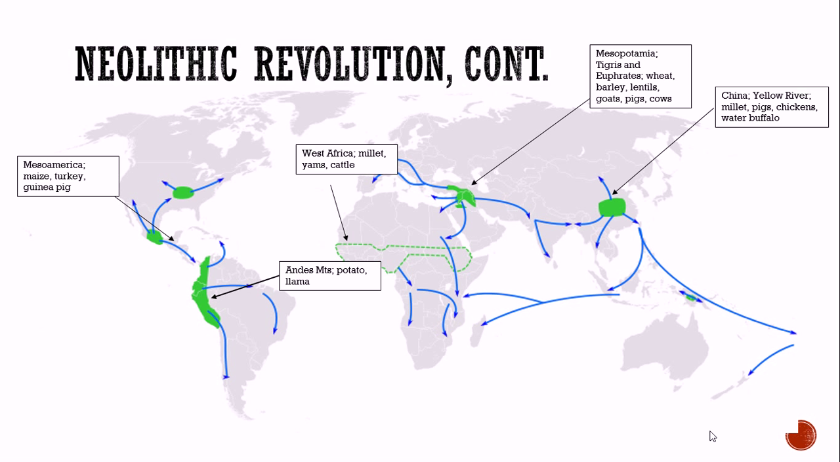And these groups were mostly Bantu groups. They spoke a language group called Bantu, and they spread throughout sub-Saharan Africa, taking with them all those very useful agricultural domesticated plants and animals. Over in the Andes Mountains of South America, the potato and the llama were both domesticated. And in Mesoamerica, maize, the turkey, and the guinea pig were all domesticated.